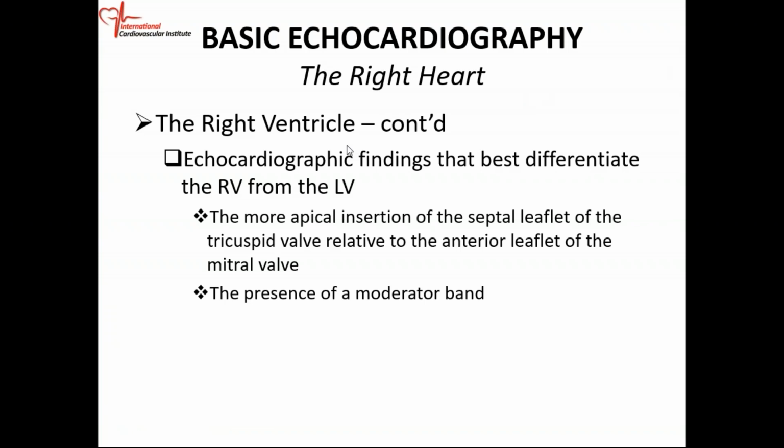So again, you have to know how to distinguish the right ventricle from the left ventricle. Patients come into the echo lab, the heart is not labeled, and you're going to see a lot of congenital heart disease. So you have to know how to distinguish the right ventricle from the left ventricle. So one of the most distinguishing features is the more apical insertion of the septal leaflet of the tricuspid valve as compared to the anterior leaflet of the mitral valve. So the tricuspid valve is lower in the ventricle than the mitral valve.